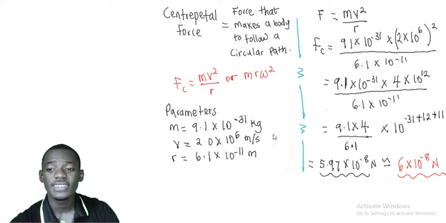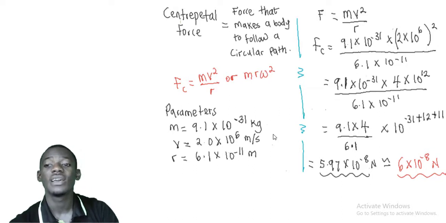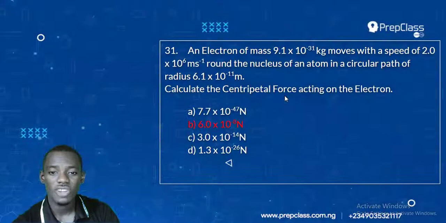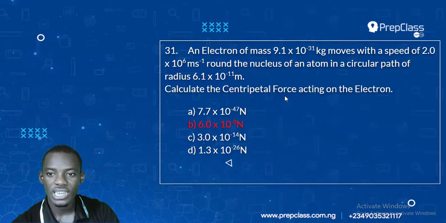So approximately 6 times 10 to the power minus 8 Newton for your centripetal force. 5.97 is approximately 6 times 10 to the power minus 8 Newton. That is the solution to that question, and that gives us option B as the answer to question number 31. Straightforward, right? Now that's centripetal force.